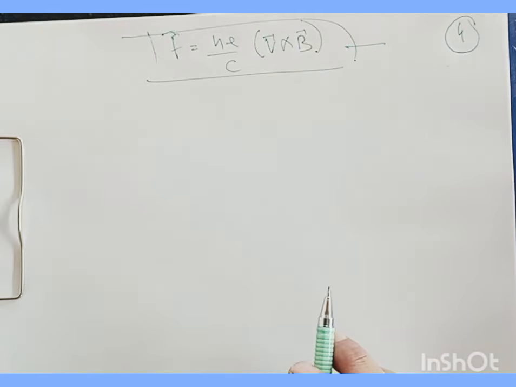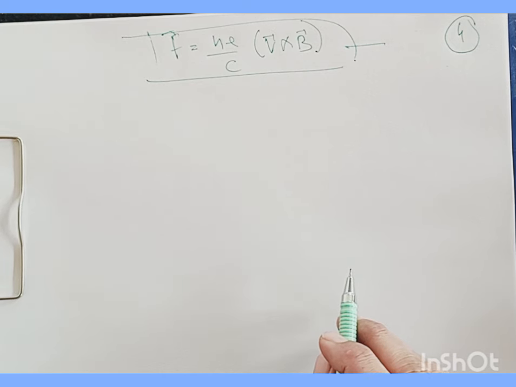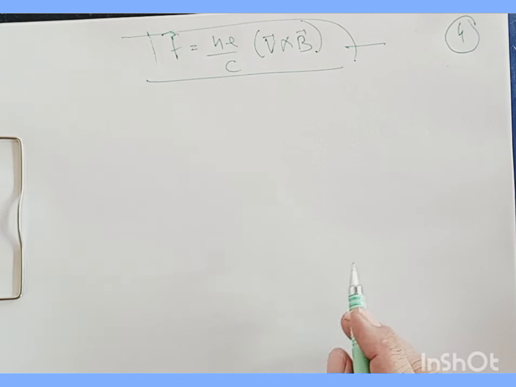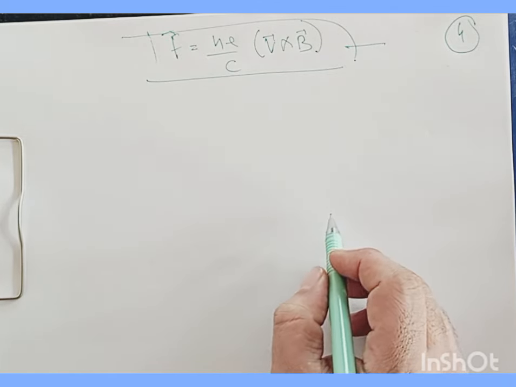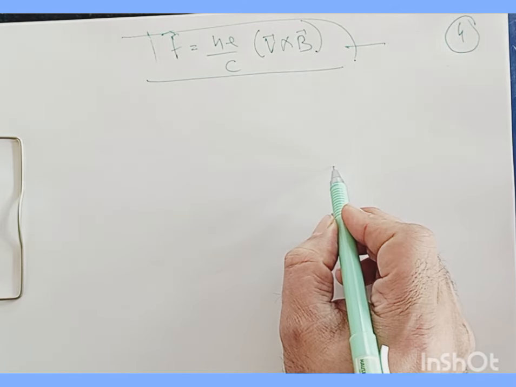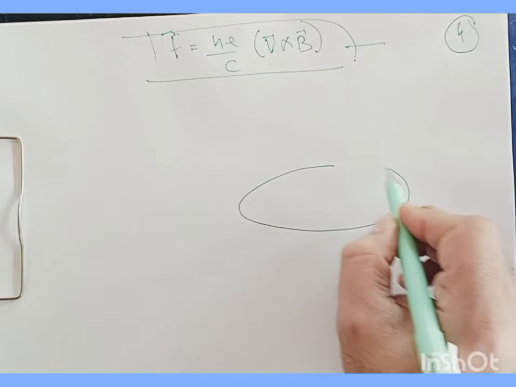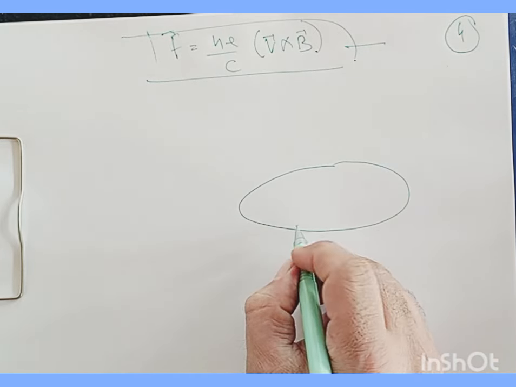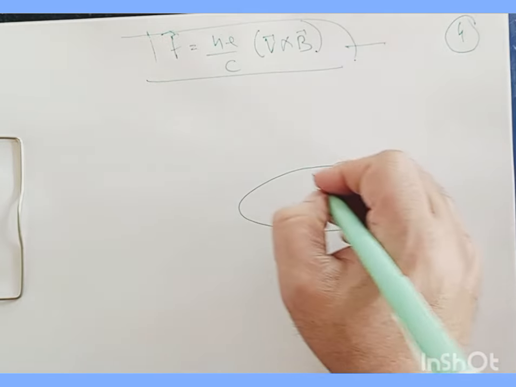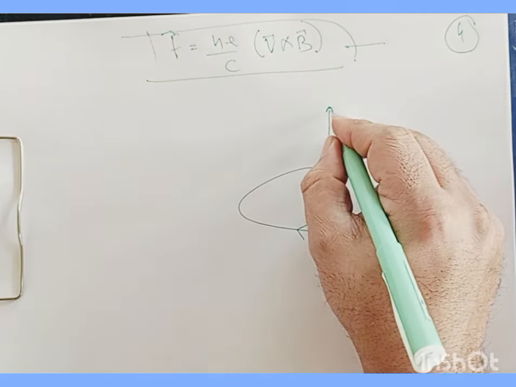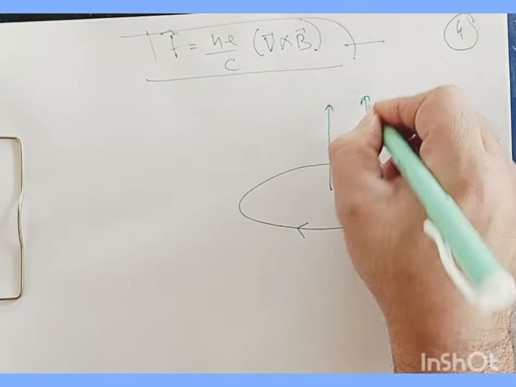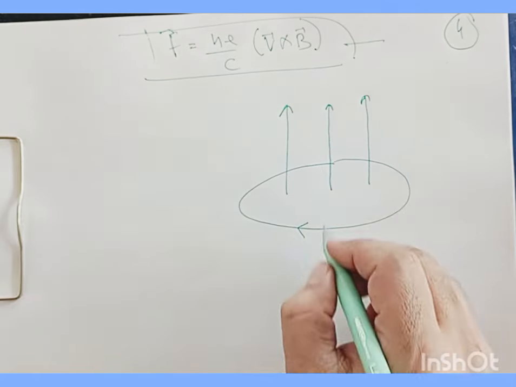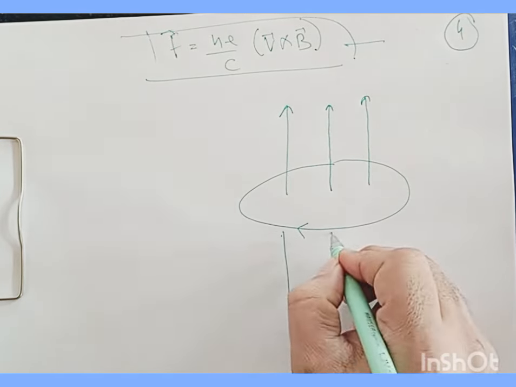Everybody knows now what a vector is. So consider a particle moving at right angle to the direction of the magnetic field. Suppose I have a particle, this is the particle, and we have the magnetic field perpendicular to this plane.